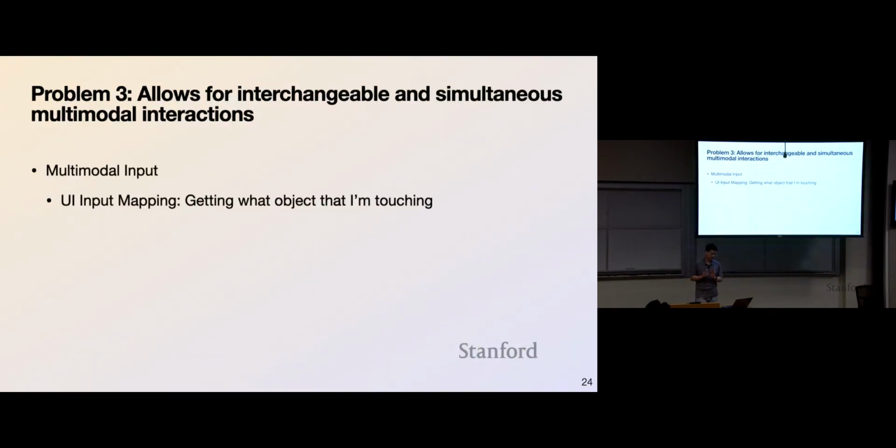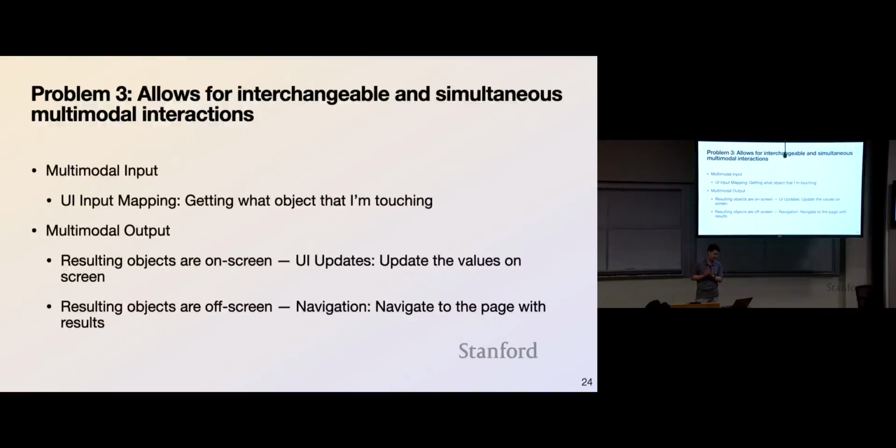So basically, on the UI input mapping side, I need to know what object the user is tapping. On the output side, when there are updates, I need to update the UI. When there's a new object that is not currently represented on the UI, we need to navigate the user to somewhere that the user can see the changes.